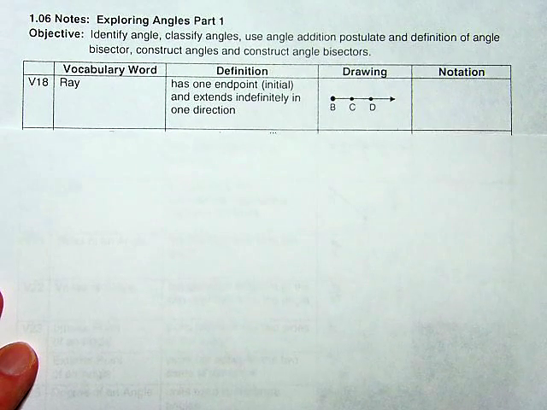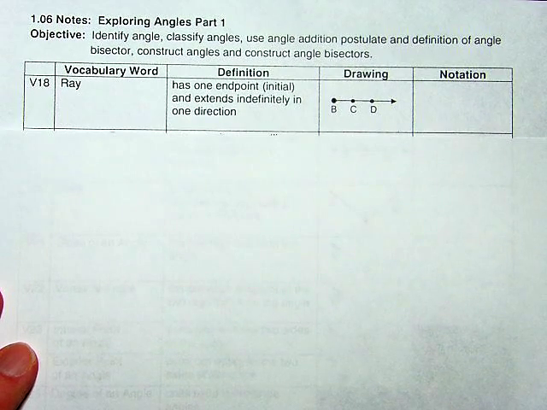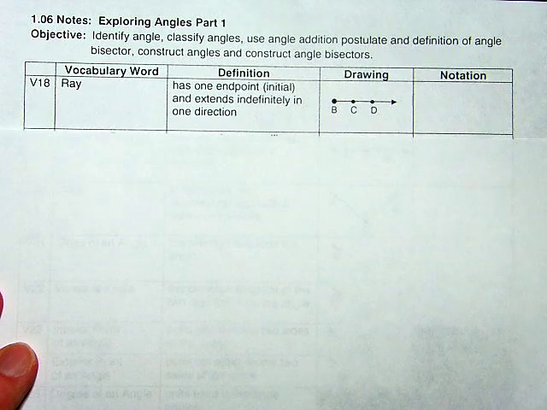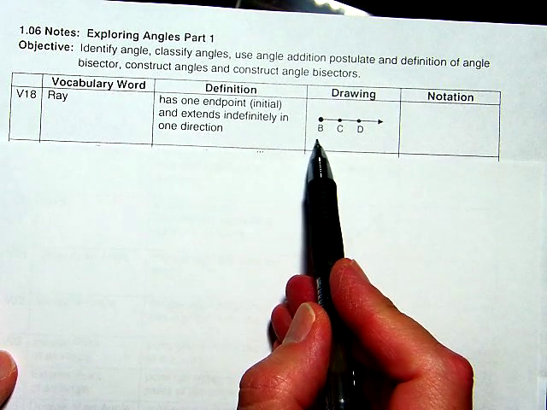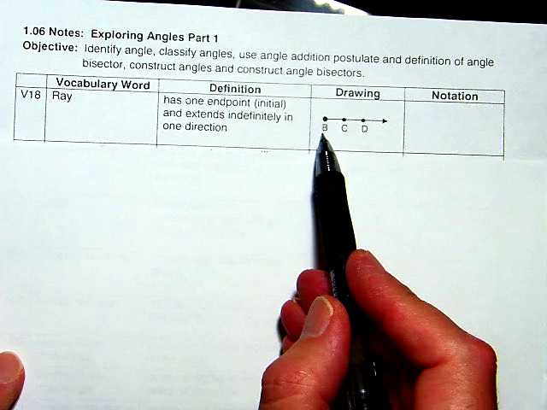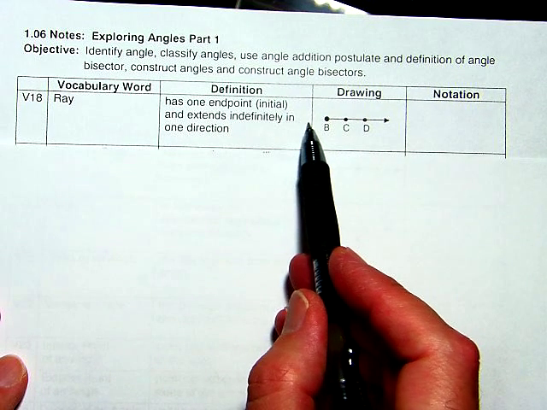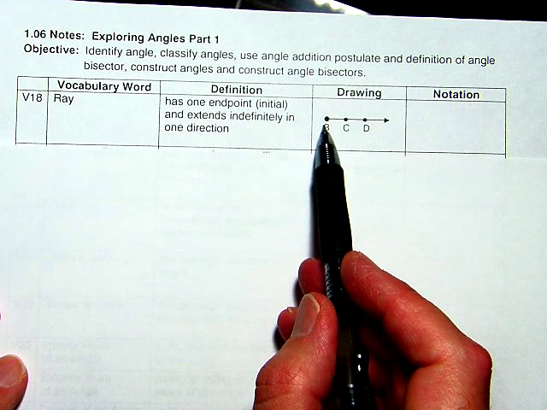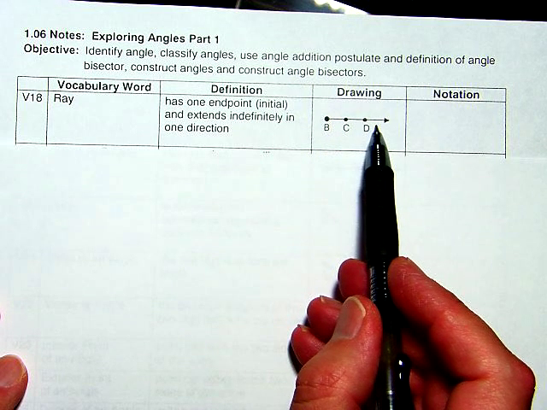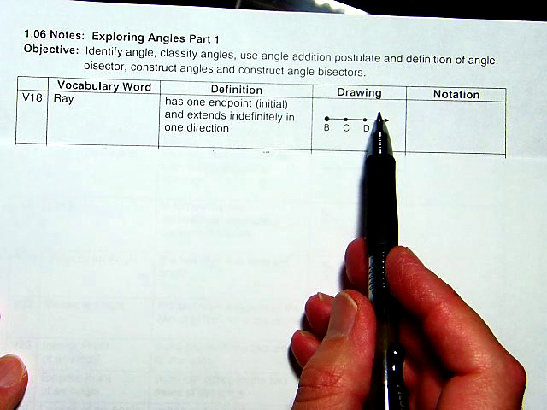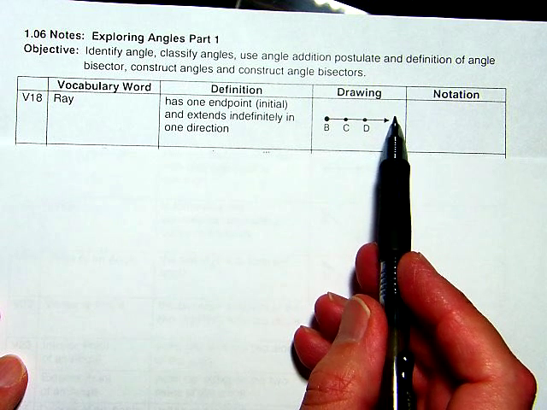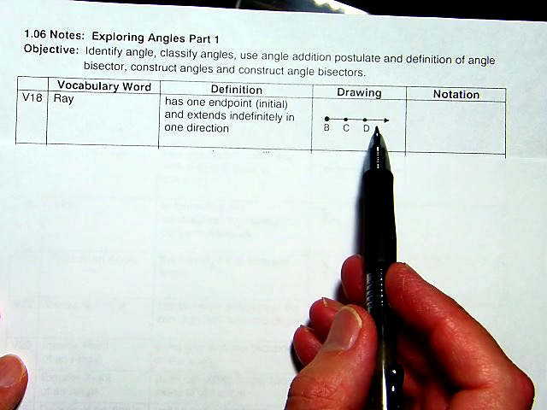A ray is a geometrical figure that has one endpoint, which we call the initial point, and the ray extends indefinitely in one direction. So here you've got the drawing of a ray. You'll see the endpoint, or the starting point, or the initial point is point B. Notice that there's nothing to the left of point B on this figure. However, the ray extends to the right an infinite distance, infinitely to the right, and you can see that expressed as this arrow on the right side.